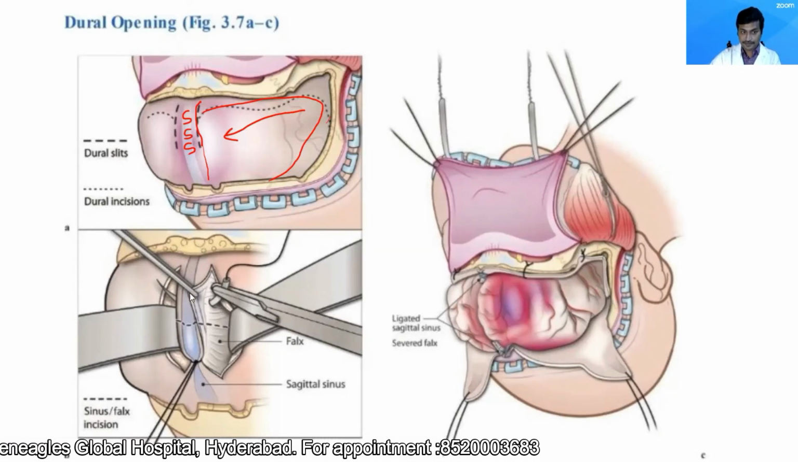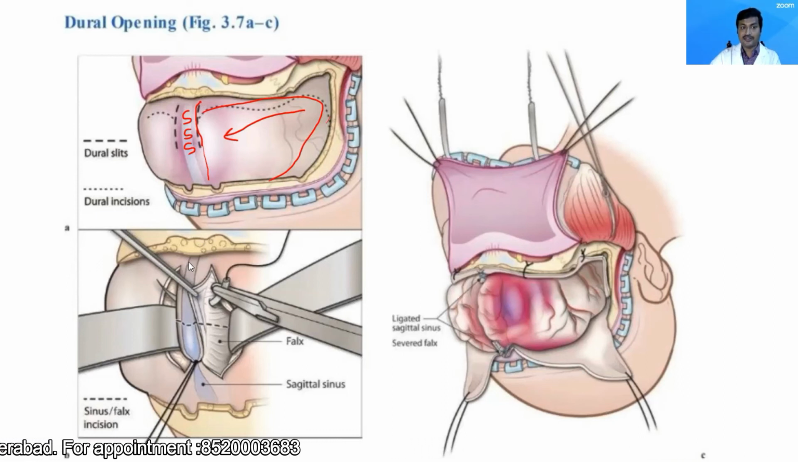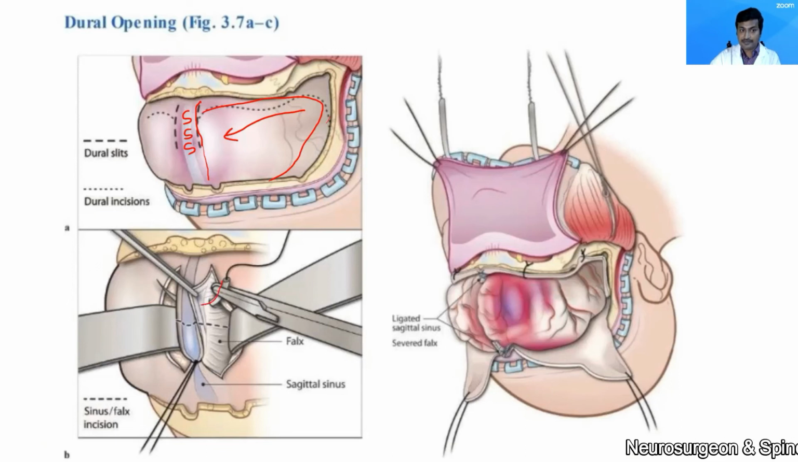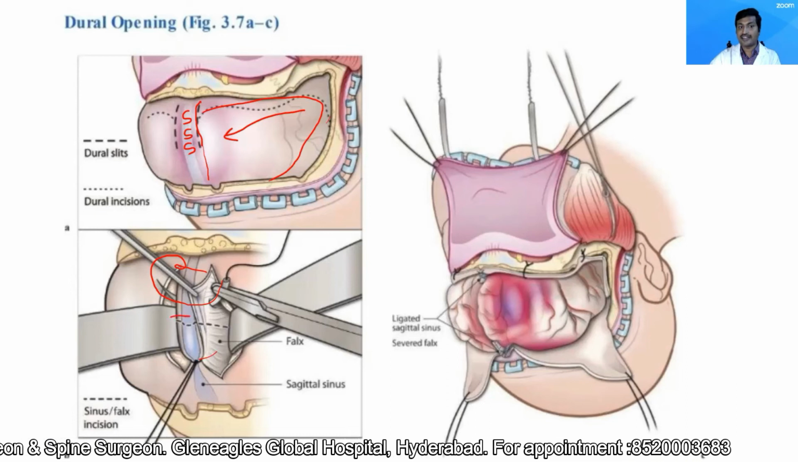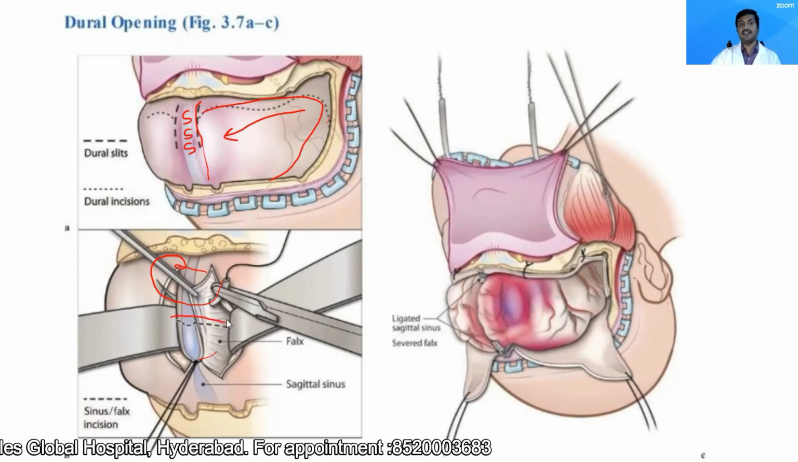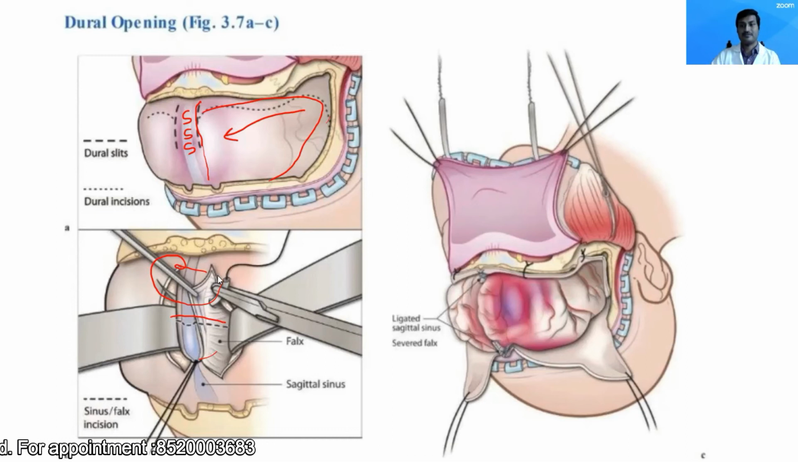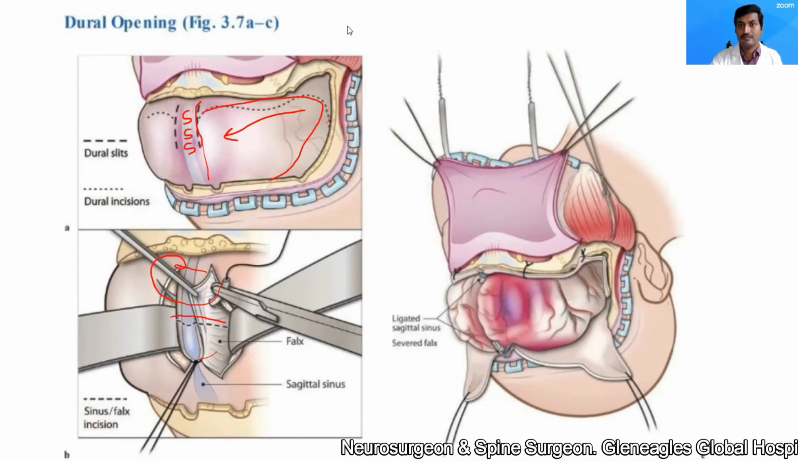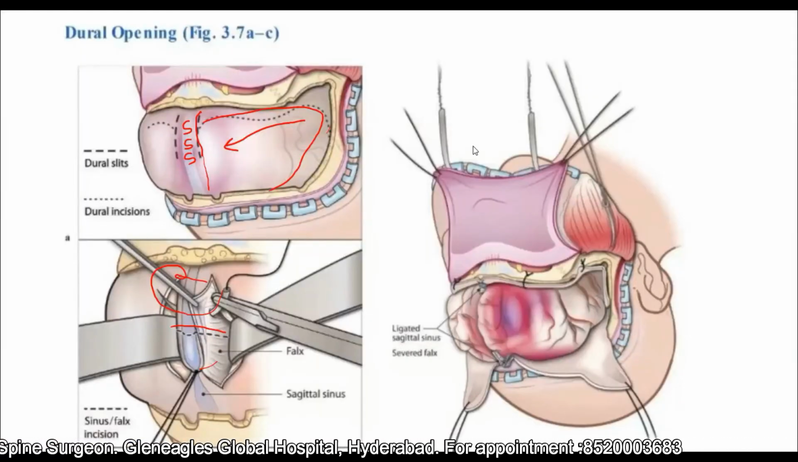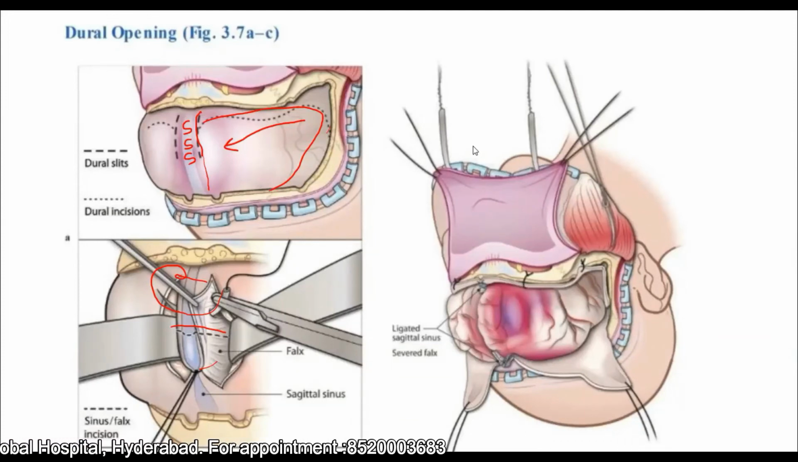Once I open it, now comes the double ligature of the superior sagittal sinus. I take a needle through and through the falx cerebri, take it across, and ligate it thoroughly. I take a second ligature and then cut the superior sagittal sinus between the two ligatures. These ligatures should not slip. You can take a double ligature if required. So this completes my reflection of the dura mater.